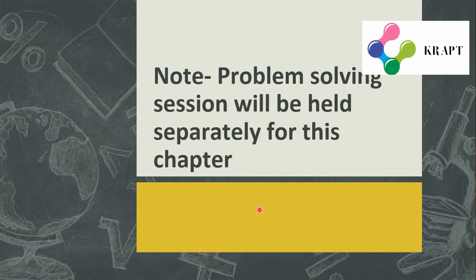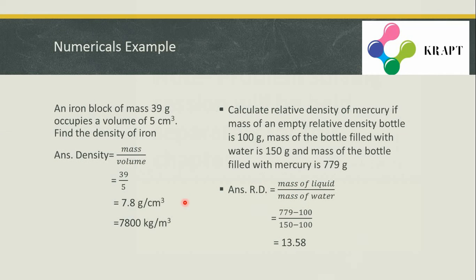Now let us see some numerical examples. An iron block of mass 39 gram occupies a volume of 5 centimeter cube. Find the density of iron. Answer: density is equal to mass by volume, 39 by 5, which is equal to 7.8 gram per centimeter cube. To obtain this in kg per meter cube, we should multiply by 1000, which is equal to 7800 kg per meter cube. While converting kg per meter cube to gram per centimeter cube, we should divide by 1000.